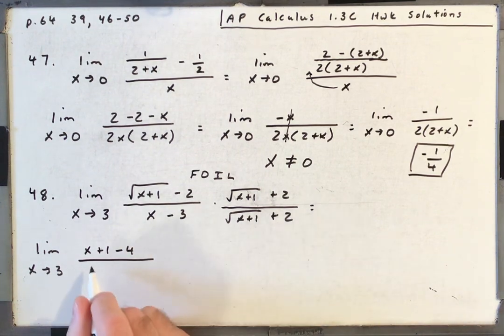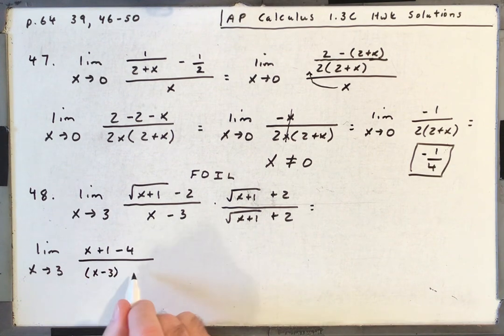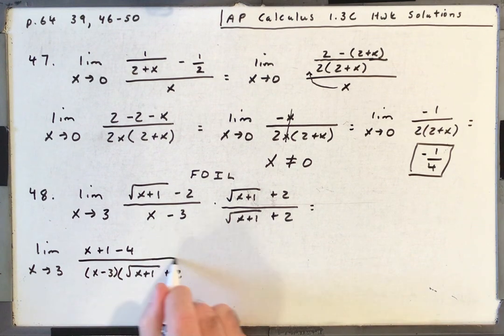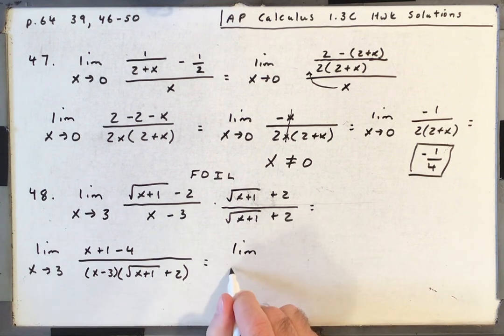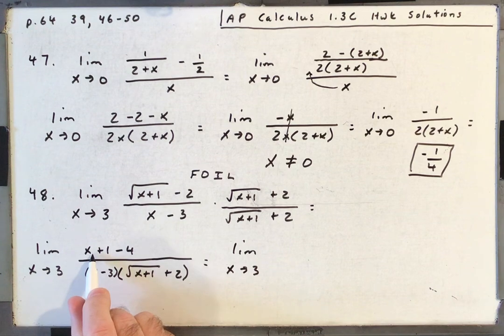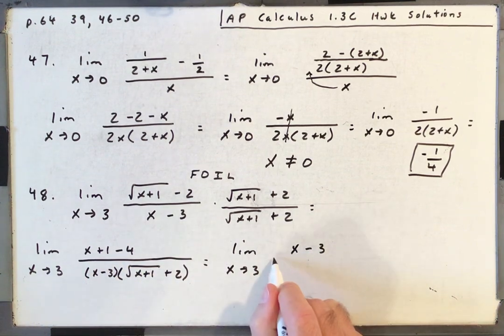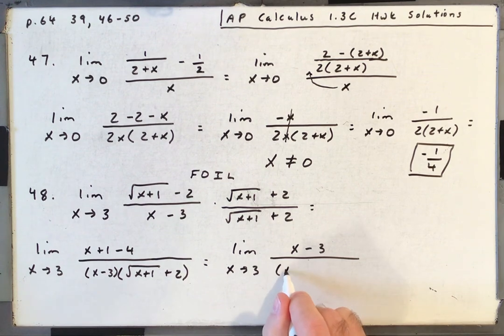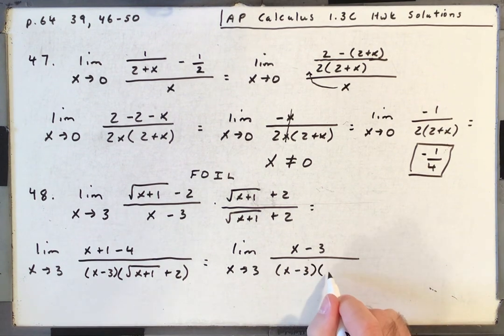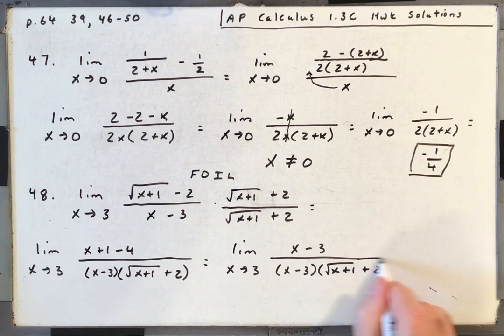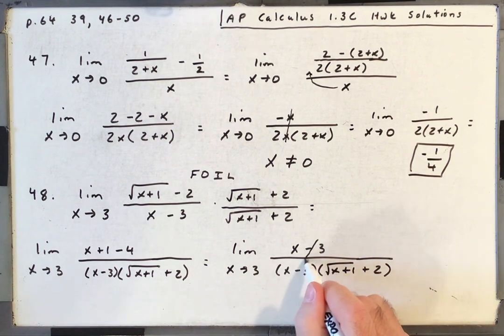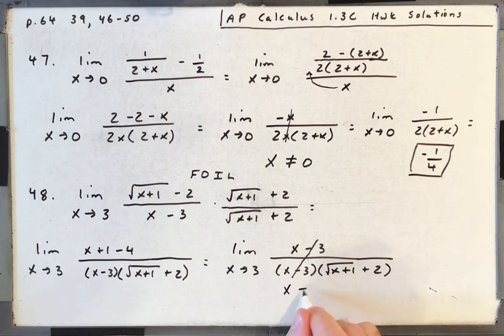And on the bottom, I'm just going to multiply them together. X minus 3 times root x plus 1 plus 2. Resist FOILing the denominator for the moment. So that's going to be x minus 3 on top. Look at that. Can you see what happens? It's a miracle. A Christmas miracle. All right, the x minus 3 cancels as long as x does not equal what? 3.